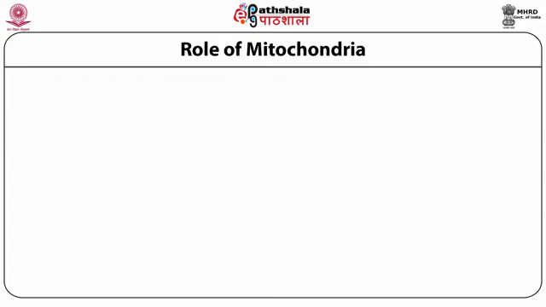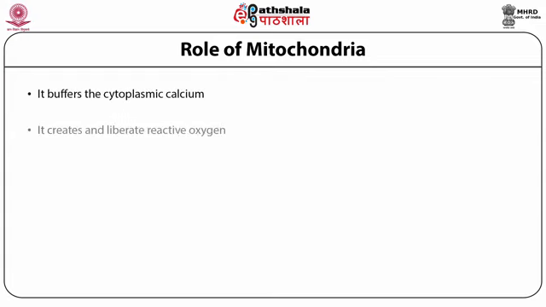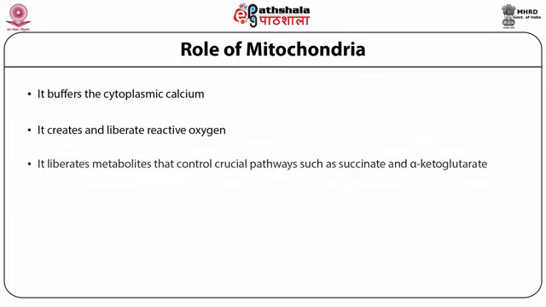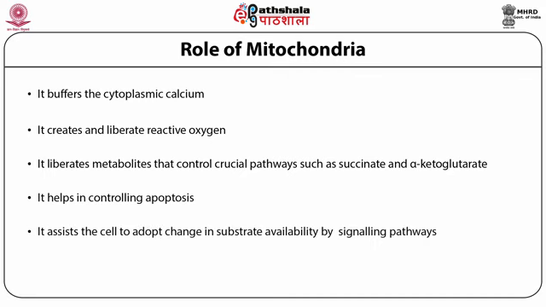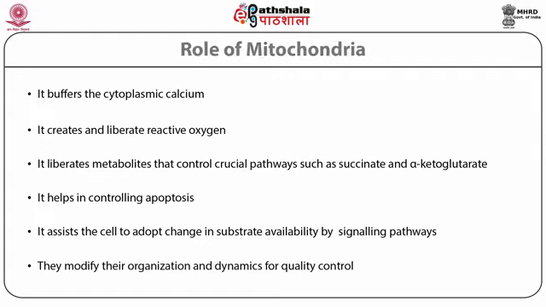These important roles include buffering of the cytoplasmic calcium. It creates and liberates reactive oxygen. Mitochondria liberates metabolites that control crucial pathways, such as succinate and alpha-ketoglutarate. Mitochondria helps in controlling apoptosis. Mitochondria assist the cell to adapt to changes in substrate availability by signaling the pathways. Mitochondria modify their organization and dynamics for quality control.